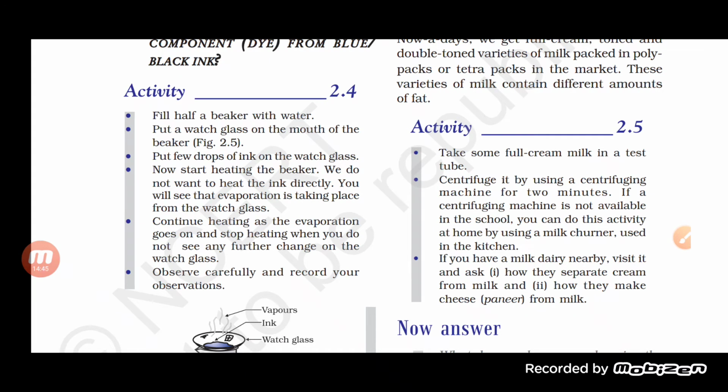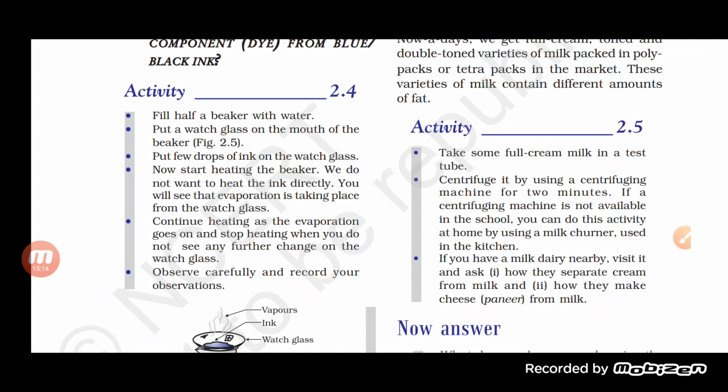So this is through the process of centrifugation. Centrifugation is not only used to separate the different components of the milk, but also of the blood. Basically it is used to separate the heavy particles from the lighter ones by the process of a centrifuging machine, and centrifugation is generally used for colloidal particles.